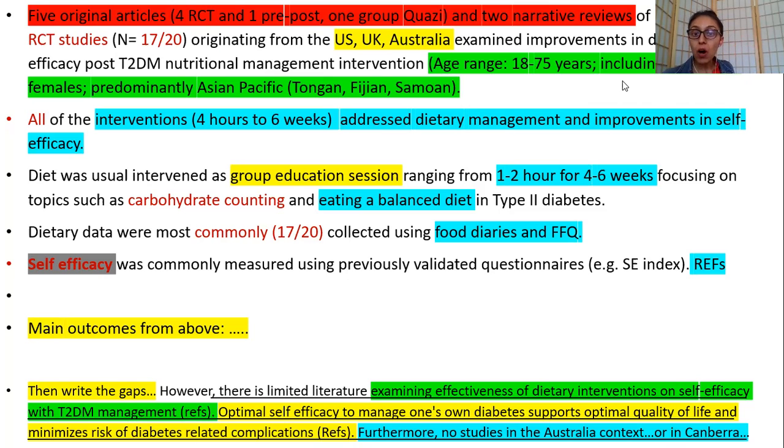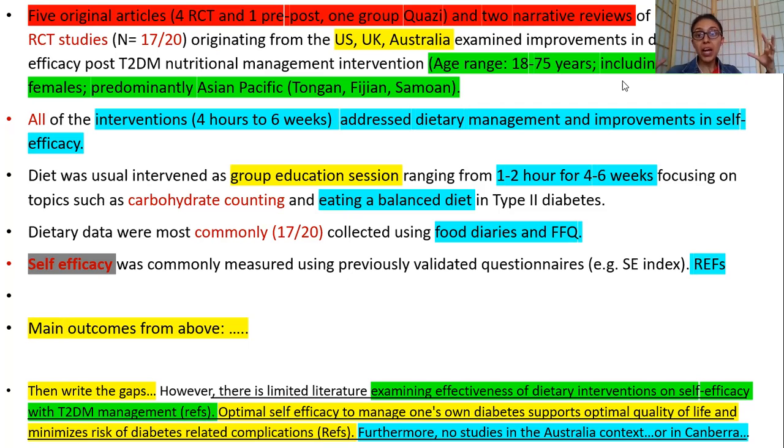And you see, although my research and my intervention is on Samoans, maybe, hypothetically speaking, there is no intervention conducted only on Samoans. The kind of research which I'm finding existing in the literature is looking at the Asia Pacific population. Therefore, I have written Asia Pacific population predominantly. And when I say predominantly, what do I mean by that? Tongan, Fijian, and Samoans.